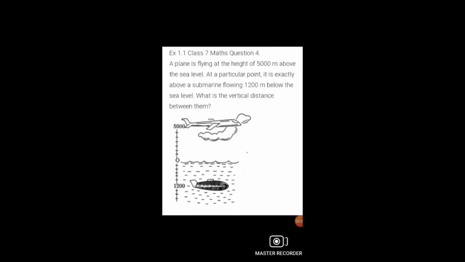Let's discuss the fourth question. A plane is flying at a height of 5000 meters above the sea level. Already we discussed above means a positive number, below means a negative number. At a particular point, it is exactly above a submarine floating 1200 meters below the sea level. So below means a negative number, so minus 1200 meters. What is the vertical distance between them? So we have to find the distance between these two. Let us find out the solution.